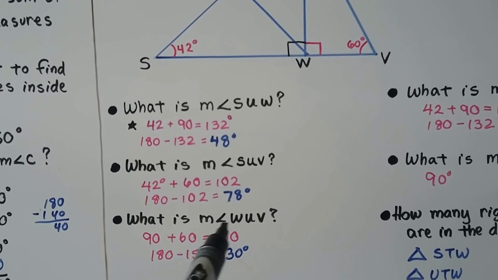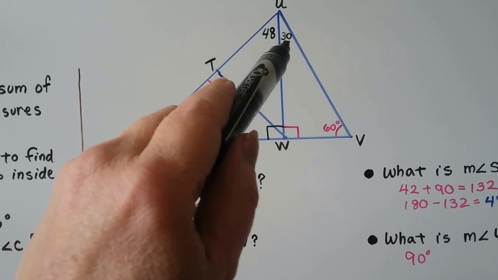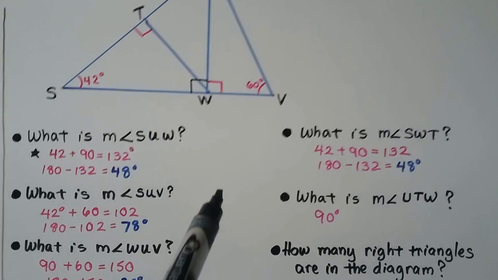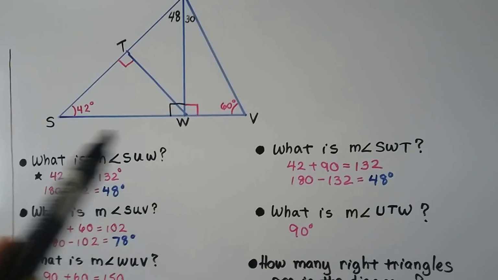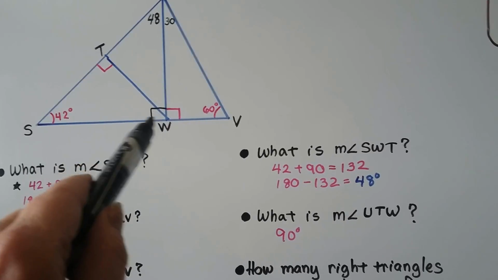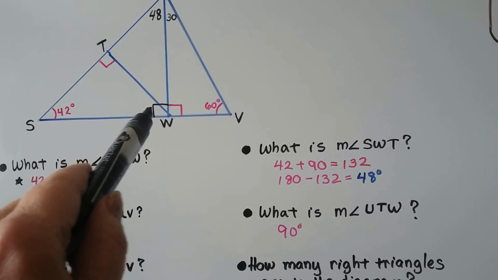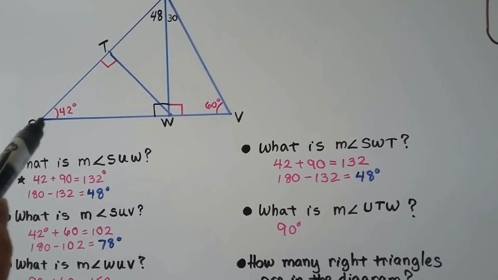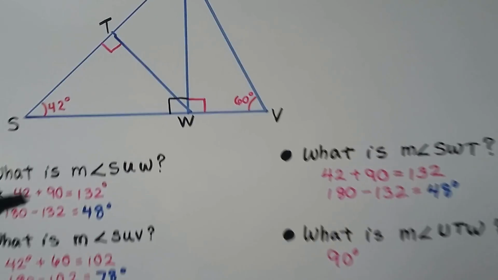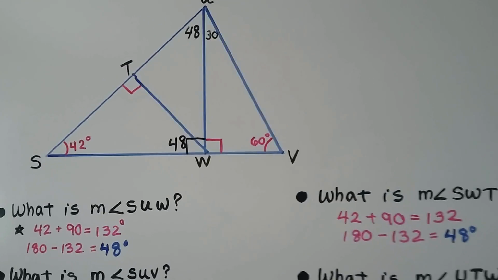What is the measure of angle WUV? WUV. 30 degrees. We just figured that out, didn't we? It's 30 degrees. What is the measure of angle SWT? SWT. So it's this one right here. We know that these two together are 90 degrees. It wants this one. Well, we know that that's a right angle, that's 90 degrees, and we know that's 42. We can add those together and figure out that it's 48 degrees. So we know this one is 48 degrees. See?